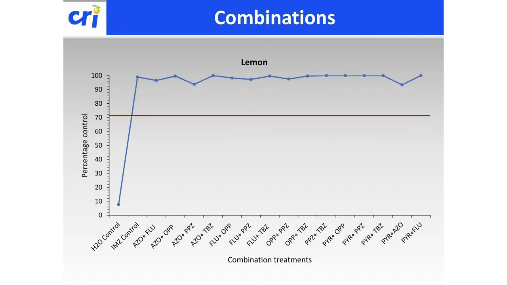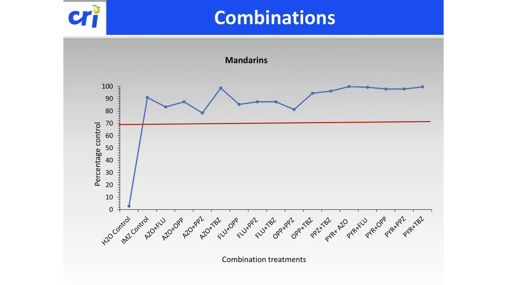Combinations are doing great control on lemons, where you see everything is above 70% control, and also on mandarins, we see a very, very good performance of all the combinations.